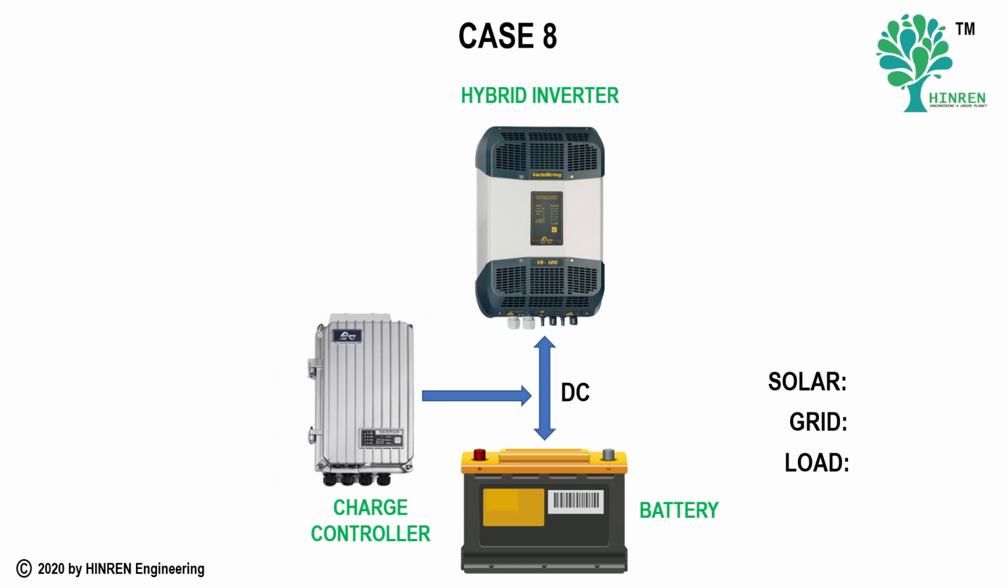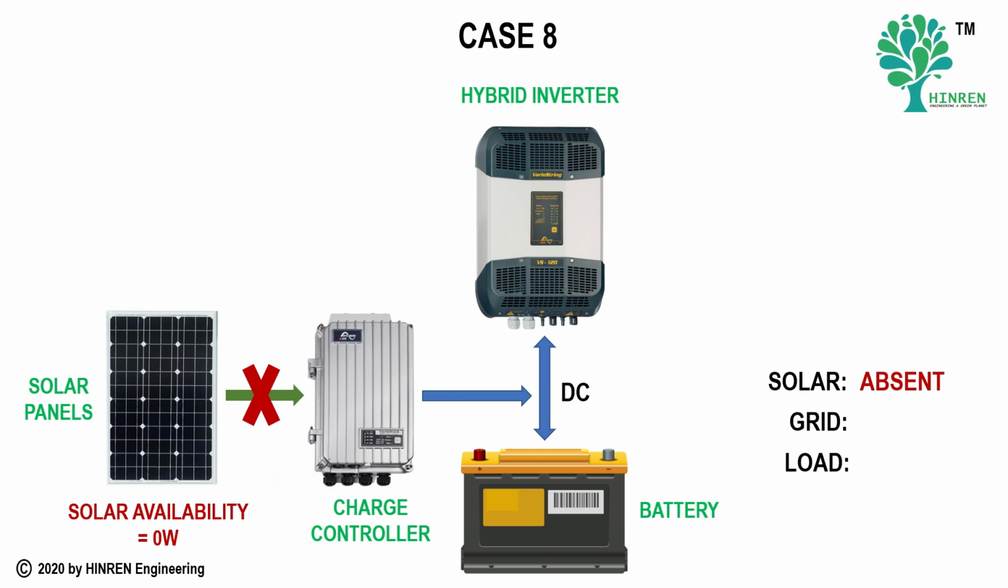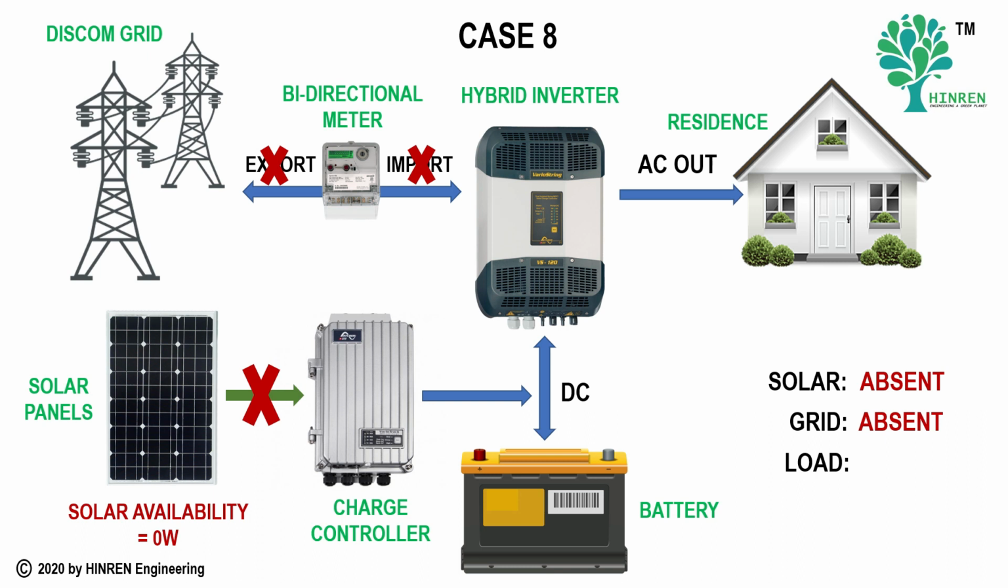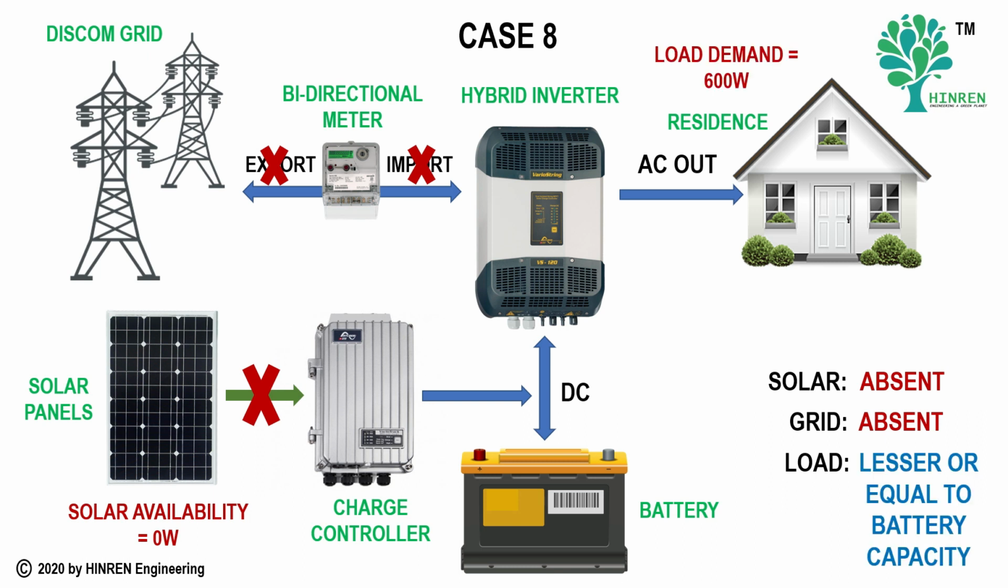Now we come to case 8. In case 8, there is no solar available, so it's night time. Grid is also absent because of a power shutdown and the load is lesser or equivalent to the battery capacity. This is the case in which the design comes into picture. The design has to be in such a way that the load never exceeds the battery capacity. As you can see in this case, the load is lesser than the battery capacity. Since there is neither solar nor grid available, the entire demand of 600 watts is serviced exclusively by the battery bank.